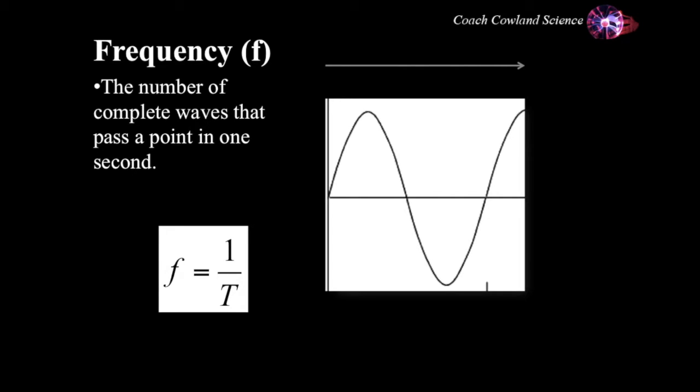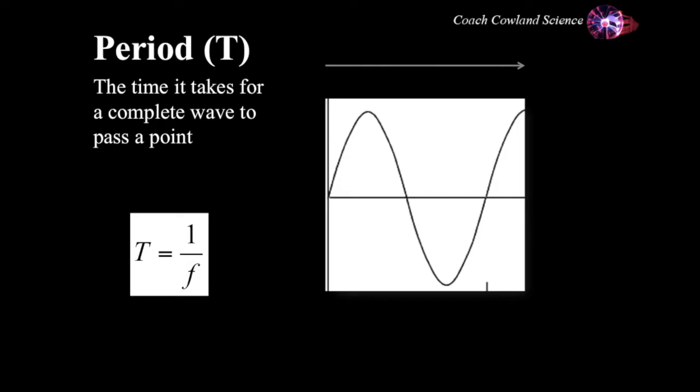We use frequency when we talk about things like radio waves. If we talk about the frequency of a radio station being 50 megahertz, that means that the frequency of the radio station was 50 million hertz. I should say that the frequency of a wave has units of hertz.